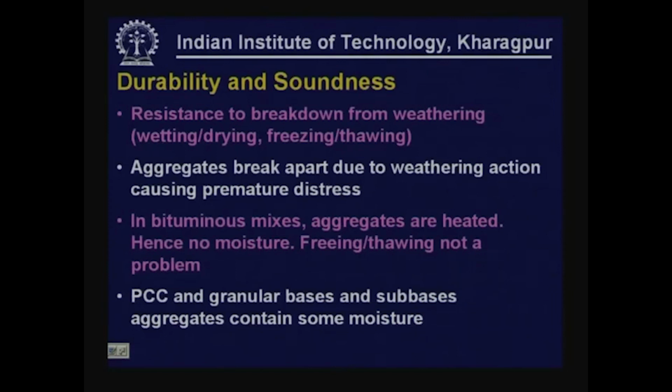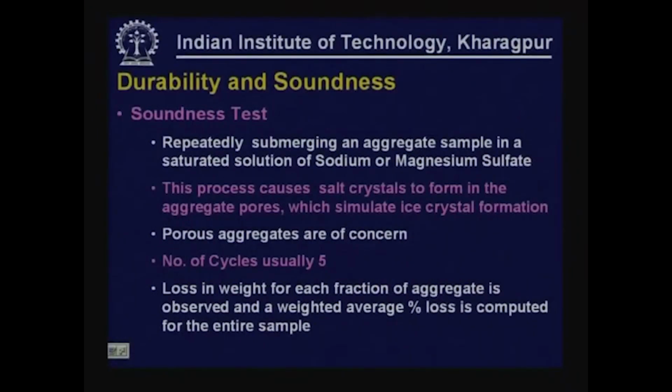In bituminous mixes, normally aggregates are heated, so there will not normally be any moisture. So, freezing and thawing should not normally be a problem. Whereas in PCC and granular bases and sub bases, the aggregate normally contains some moisture because we do not heat these aggregates. If these aggregates have pores, they may contain moisture, then we should be concerned about the durability of such layers. There are various soundness tests that can be conducted.